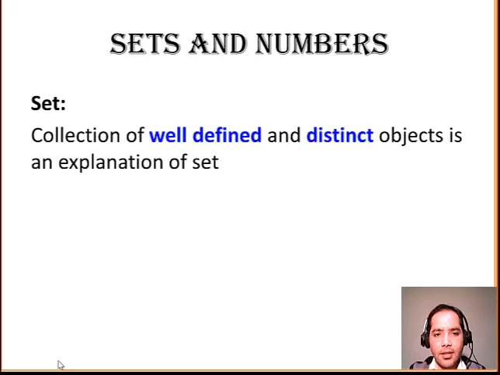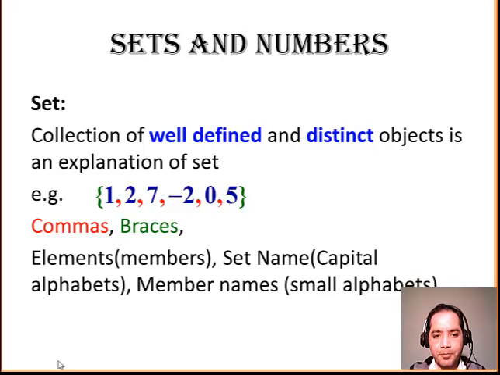Set. A collection of well-defined and distinct objects is an explanation of a set. For example, {1, 2, 7, -2, 0, 5} is a set, which is enclosed by braces and the elements are separated by commas. A set name is always a capital letter and a member name is always a small letter.